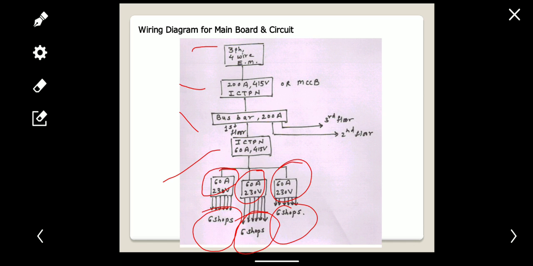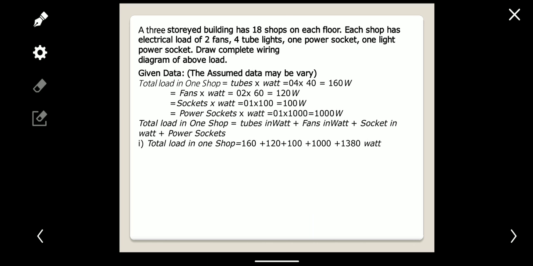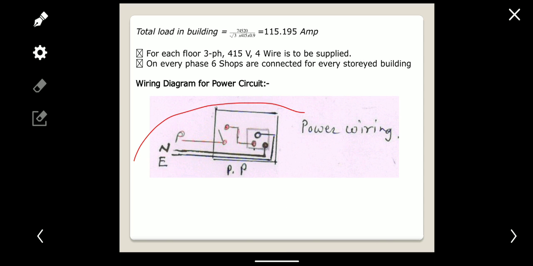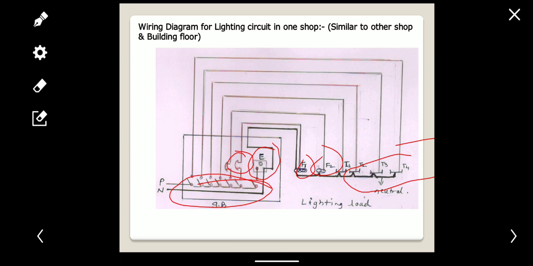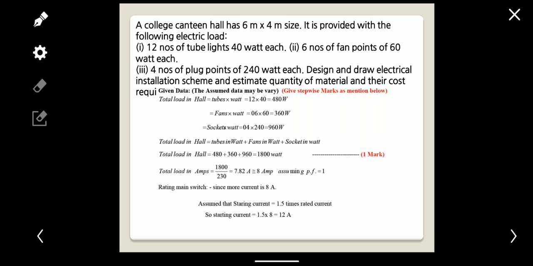Similarly, this overall diagram is similar for the second floor and the third floor as well. So this is the wiring diagram for this numerical. So in this numerical, we show the complete wiring diagram for the above load. First we show the power sub-circuit, then the wiring diagram for one complete room, and then the load distribution as well as the complete one line diagram for the first floor, similarly for the second floor as well as the third floor.